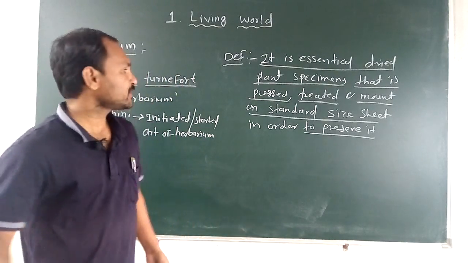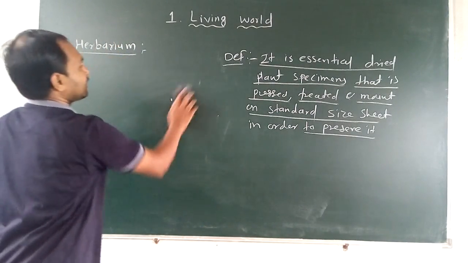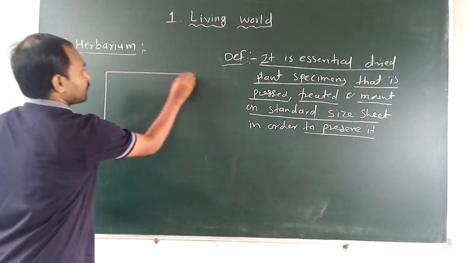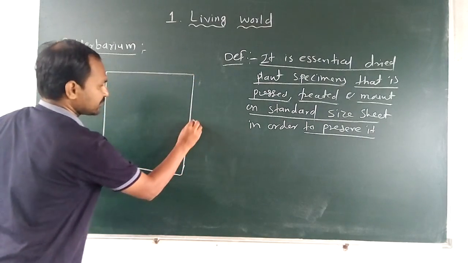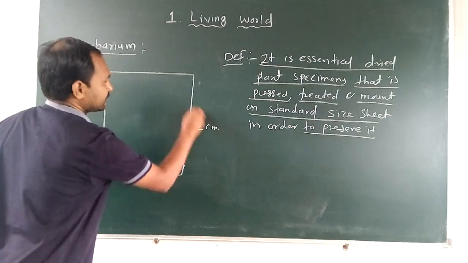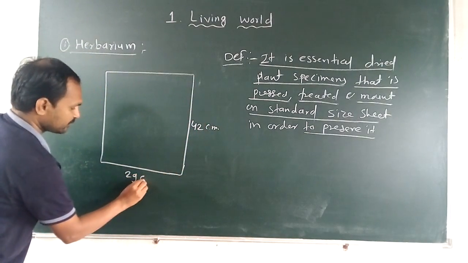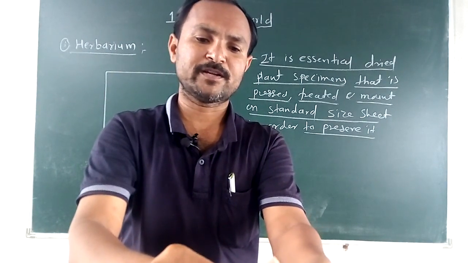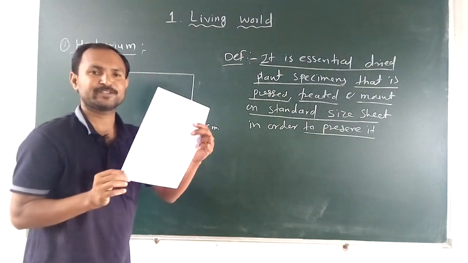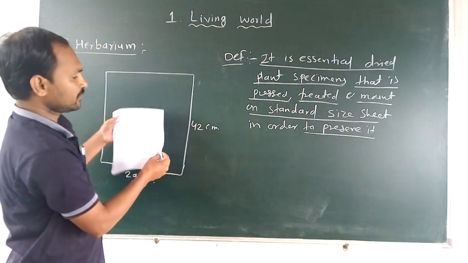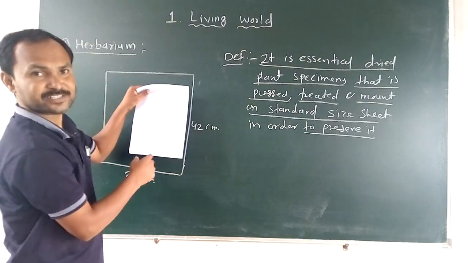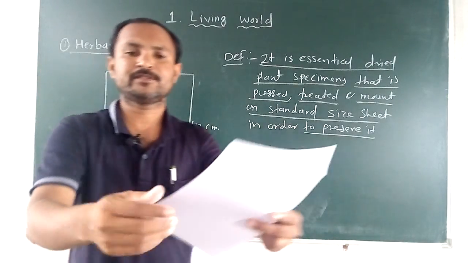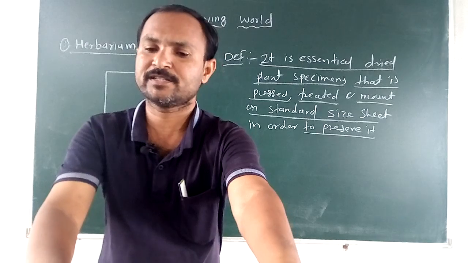Next, this herbarium sheet, how can we prepare it? Here I will show you how it is prepared. Suppose this is one of the herbarium sheets and the standard size is 42 centimeter in length, the height, and 29 centimeter width. Suppose this is the paper. Consider this is the paper of the herbarium sheet. Now this height is 42 centimeter and this one is 29 centimeter. Consider this is not a herbarium paper. I am just showing you the 42 by 29, which is the size of that paper.